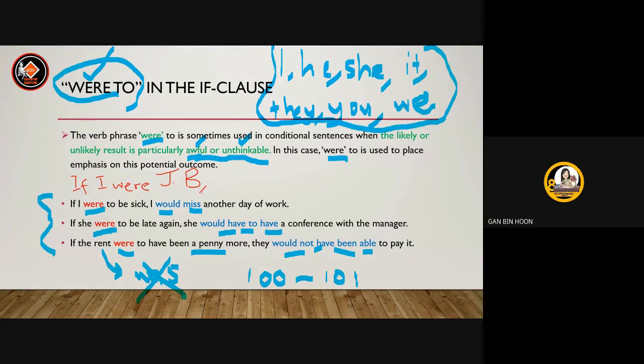If I were Justin Bieber, I would. Apa yang saya nak buat? If I were Justin Bieber, I would jadi penyanyi. I would not marry the wife or something like that. Okay, if I were Justin Bieber, I would. What can I write? I what? I would sing. I would sing more song, right? I would sing more song.